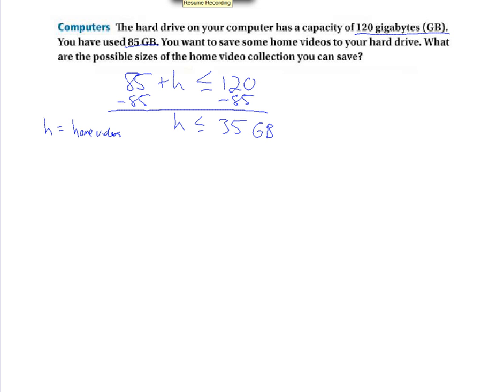So we can put that in set builder notation if we wanted to. This is a story problem, so we probably should just write a little something that says home video needs to be under 35 gigabytes. That's a really nice answer for a story problem. Remember, in your story problem, you have units. You want to try to explain the answer in the context of the problem, and that does that.